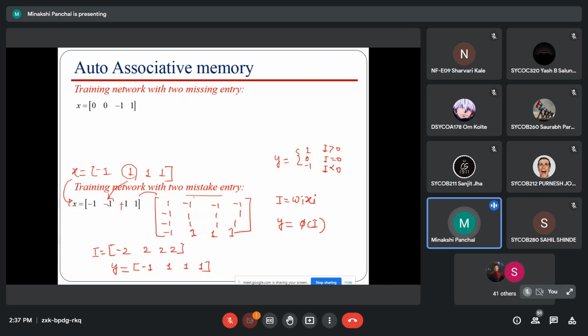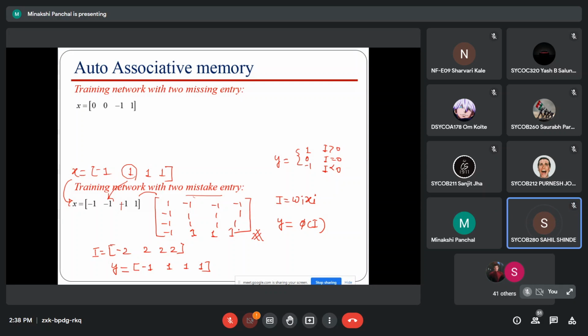We are making one mistake. The actual data is this one, but we are making one mistake. But still, because of the trained weight matrix, it is capable of retrieving the original data because this matrix was trained. Is it clear to all? Is this part clear to everyone?